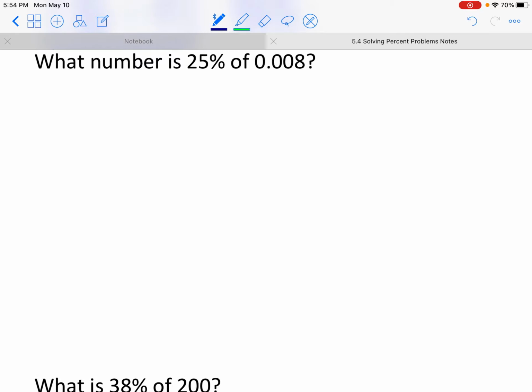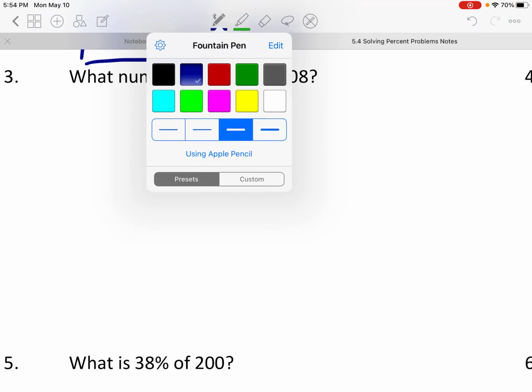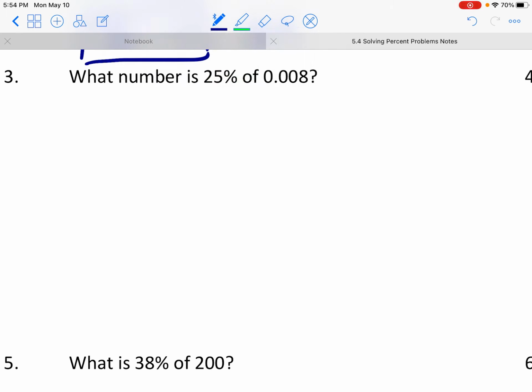Hopefully you're finding these to not be so terrible. Problem number 3 says, what number is 25% of 0.008? So what is our question? The equal sign is "is". 25% means 25 out of 100. Of means multiply by 0.008.